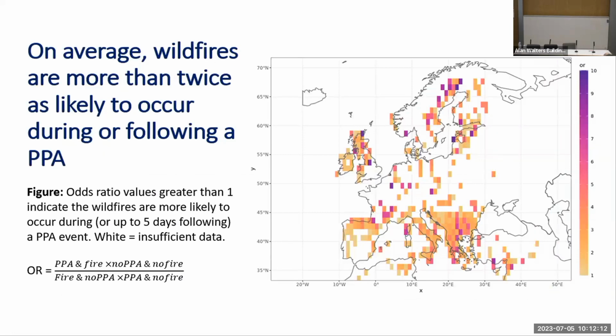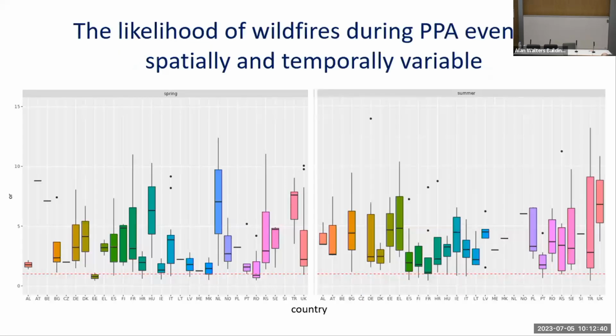We completed an odds ratio analysis, which looks at the likelihood of wildfire occurring during or following a PPA event. I said up to 5 days following, again, following that time lag for drying. And so we found that on average, wildfires are more than twice as likely to occur during or following one of these PPA events. As you can see, there's a lot of spatial variability within that. At the country level, most countries are slightly more likely to experience wildfires during PPAs. And that again has a seasonal component. So for instance, for the UK, PPA fire days are much more likely to occur in summer than spring, sorry.